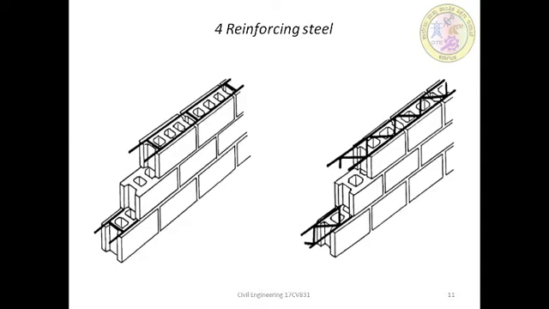Next one is reinforcing steel. The smooth, high bond or deformed type of reinforcing steel with a distinct yield plateau, which is used for reinforced concrete structures, is also used for reinforced and confined masonry construction. Especially, prefabricated ladder type or truss type reinforcement is placed in a mortar joint. As you can see in the figure, the first one is a ladder and the second one is the truss type of prefabricated bed joint reinforcement.